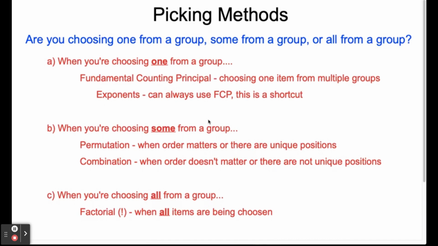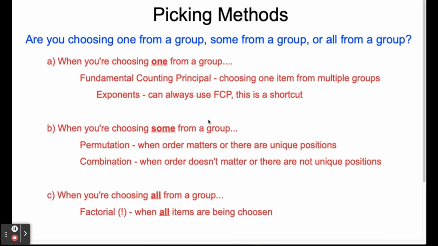So we went over a lot of different methods to count the number of ways that something can happen. And so here's a thought process to use when you're trying to pick the method that you're going to use. The first question that you want to ask yourself is, are you choosing one item from a group, some items from a group, or are you choosing the entire group? Are you choosing all of the items? That's going to be the first thing you want to ask yourself when you read a problem: am I choosing one, am I choosing some, or am I choosing all?